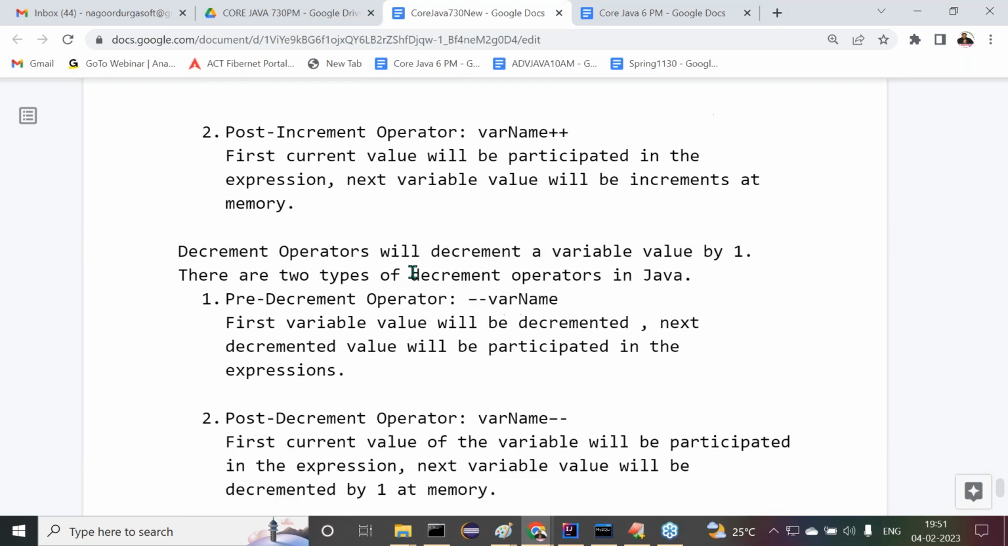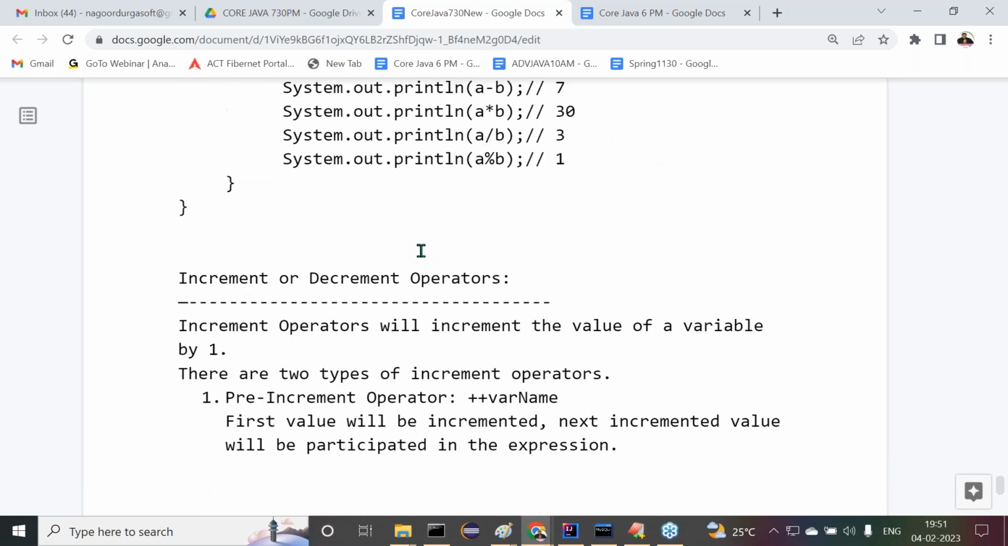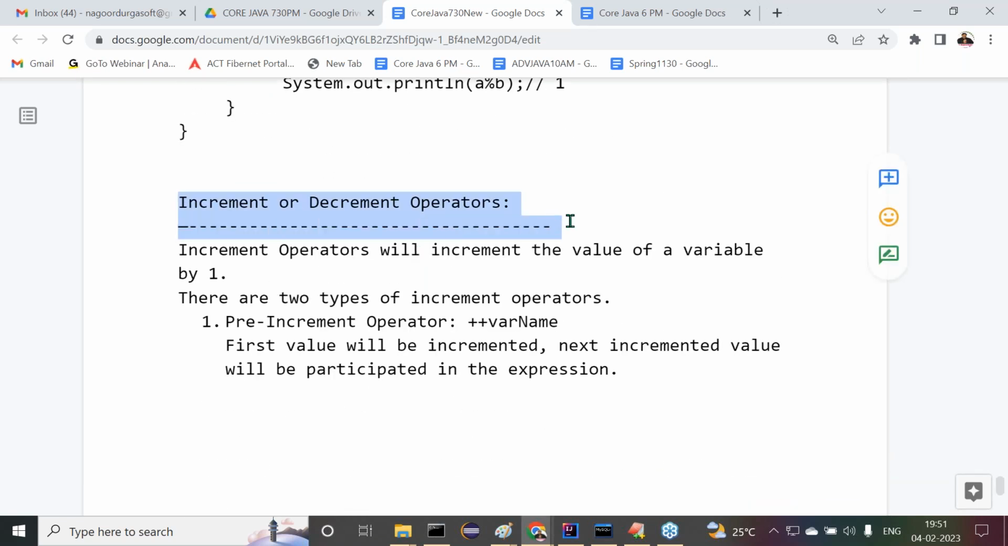Next, come to this point here. I think in the last class I gave some assignment. Assignment in the sense, one program I have taken. That program I have to explain here. But before that, in arithmetic operators we started with increment and decrement operators. That part we understood.